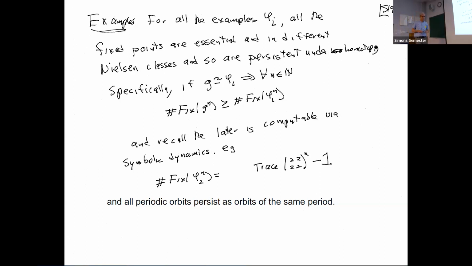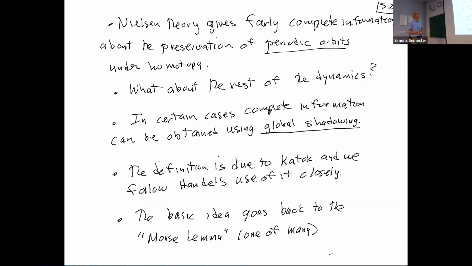All right, so this is an example of kind of what the talks were about. If you know the action on pi1, then you get infinitely many periodic points that you can completely understand their periods, because the ones that come from the symbolic dynamics of the minimal model all persist. All right, so that's the end of the story for Nielsen theory. And Nielsen theory is all about periodic points, okay?